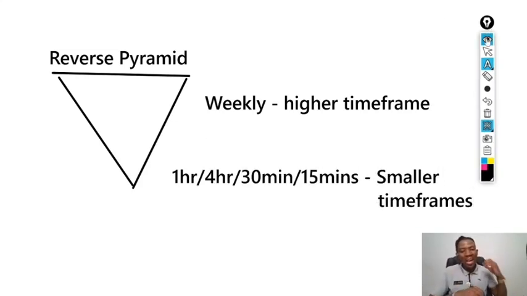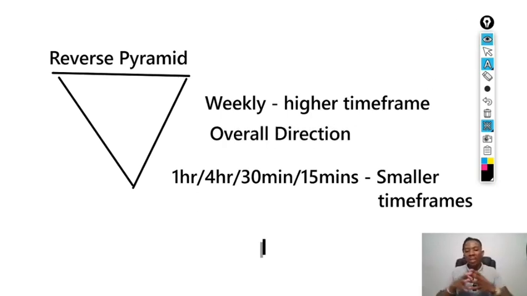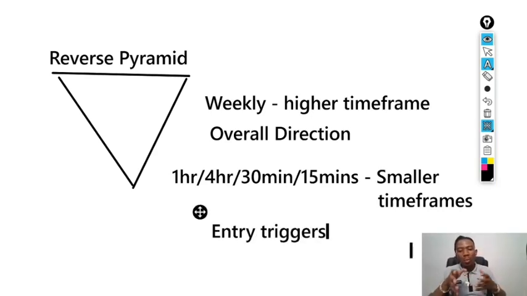Yeah, so we're going to be using higher time frames, for example weekly and monthly, because they're going to help us understand the overall direction. And when we use smaller time frames, we want to make sure that we use them to help us understand our entry triggers. By entry triggers, guys, what I mean is whenever you trade, you don't enter a trade unless you have a confirmation. All our trades will come from confirmations.